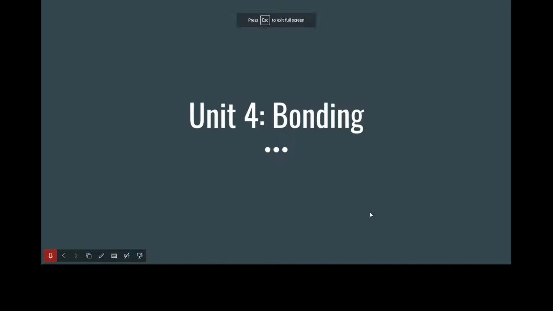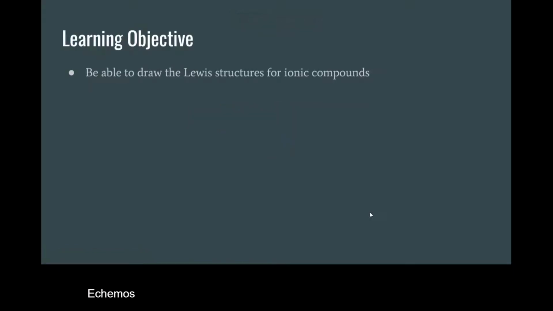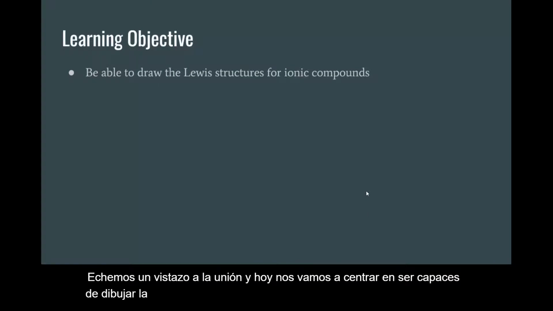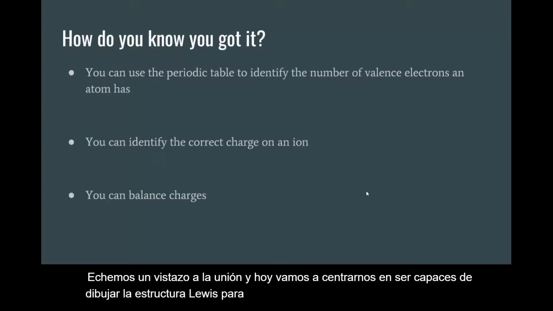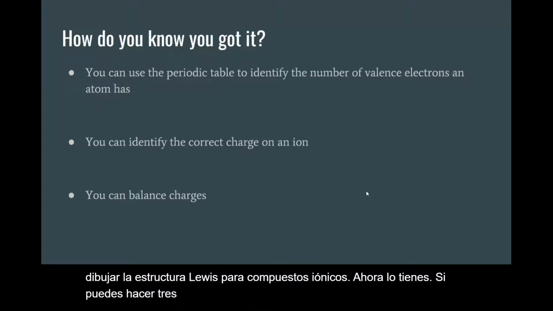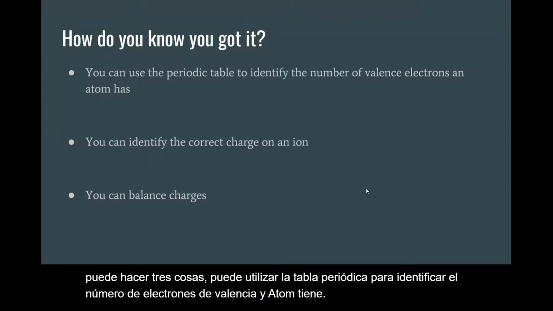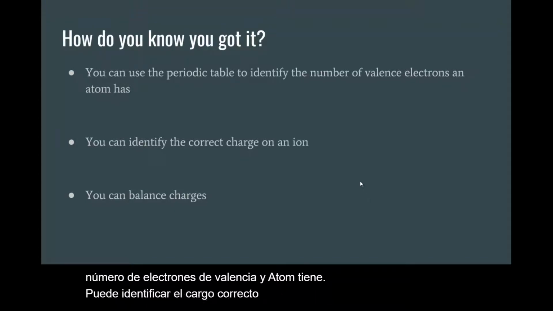Let's take a look at bonding. And today we're going to focus on being able to draw the Lewis structure for ionic compounds. Now, you got it if you can do three things. You can use the periodic table to identify the number of valence electrons an atom has. You can identify the correct charge on an ion, and you can balance charges.